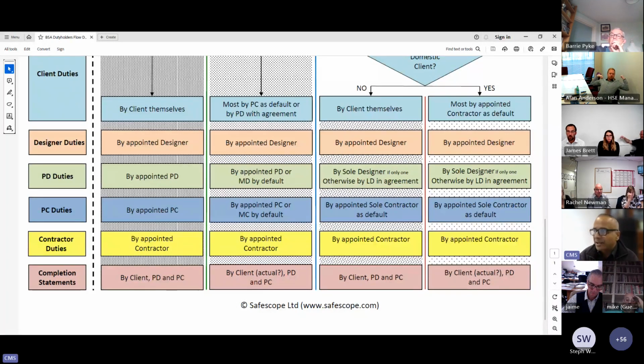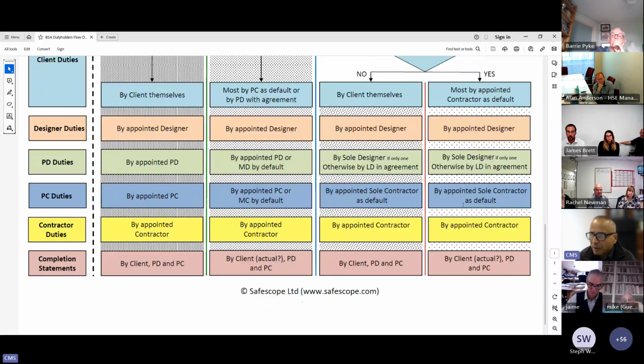And the same situation applies with the principal contractor duties. So I'm now talking about the principal contractor duties, and again, stick with me on the right-hand side of the red line. The principal contractor duties would be fulfilled by the appointed sole contractor as a default, and we're talking about those projects where there will be only one contractor. So on each and every project in the UK, you will have someone looking after the principal designer duties and someone looking after the principal contractor duties.